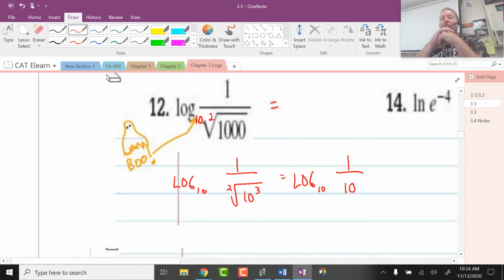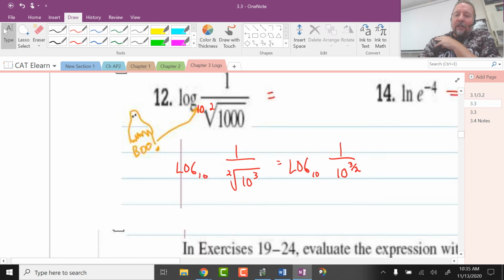So 10 to the what power? Emily had one almost exactly like this. Okay, it's a fraction. It's either 3/2 or 2/3. Got to speed this up here. Pick one. Pick the other one. 3/2. It's the power over the index.